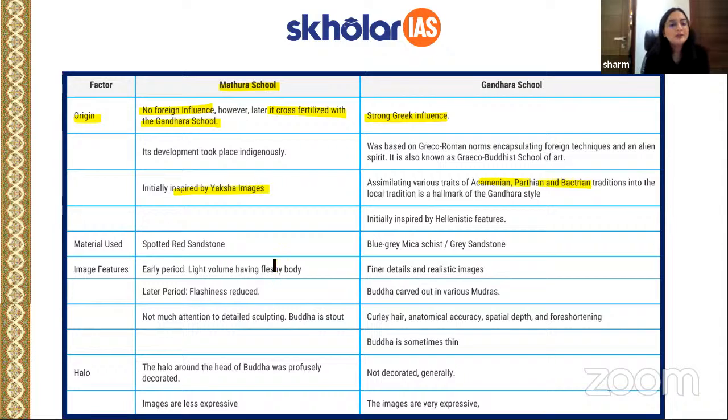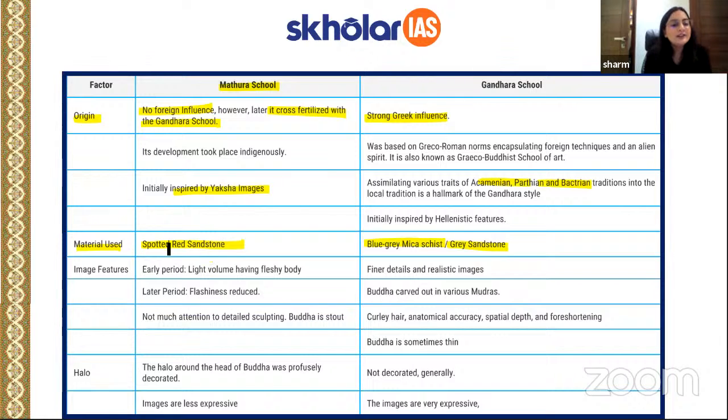Okay. Now, students, with respect to the material of construction, we had understood that spotted red sandstone was used in the Mathura school of art, whereas blue-gray mica schist or gray sandstone was used in the Gandhara school of art. Material of construction, you must remember; this point you must include in your answer.